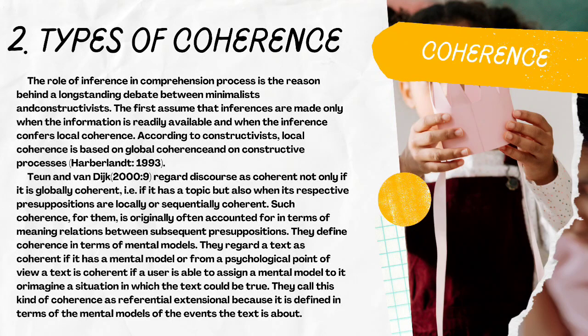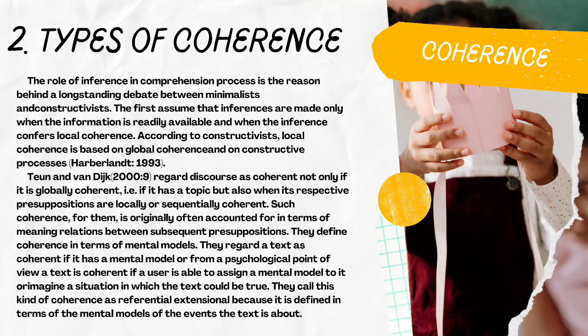Chen and Van Dijk in 2000, page 9, regard discourse as coherent not only if it is globally coherent, if it has a topic, but also when its respective presuppositions are locally or sequentially coherent. Such coherence for them is often accounted for in terms of meaning relations between subsequent presuppositions.